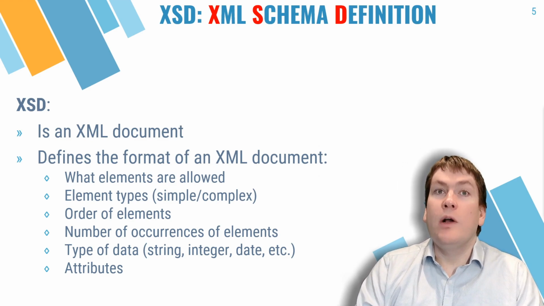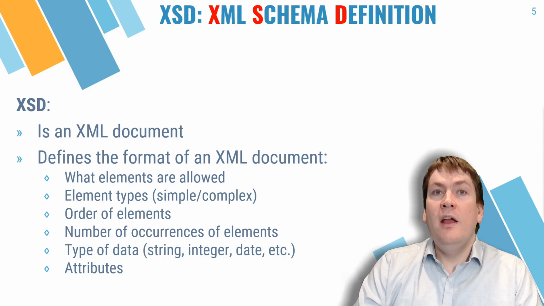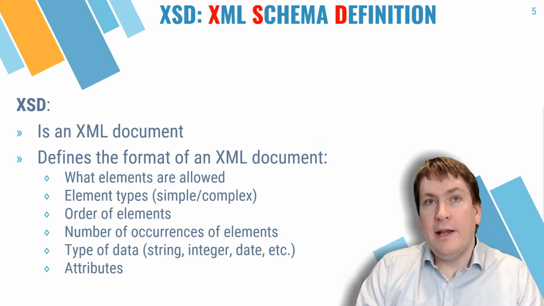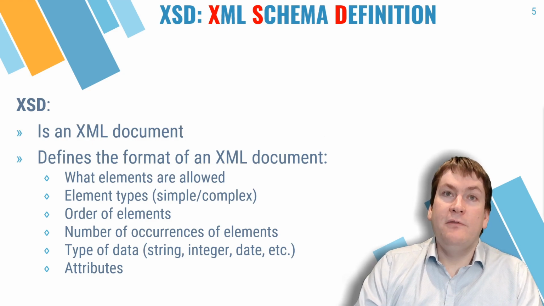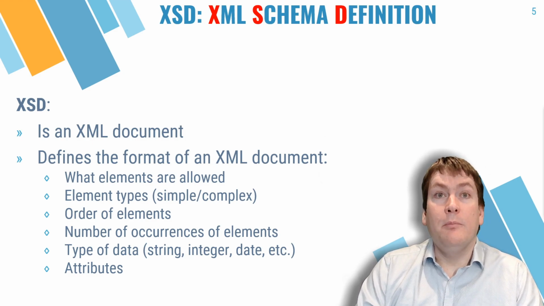It can also restrict what kind of attributes these elements can have. If you recall, attributes are usually what we use for metadata. In our example from last video, we had one called last update that said when the medication list was last updated.